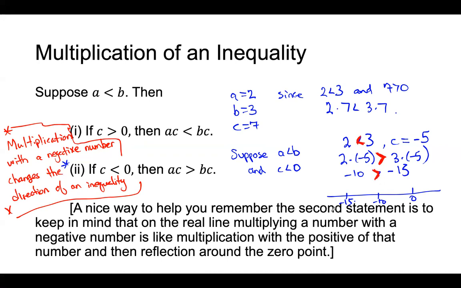So a nice way to remember the second statement is to keep in mind that on any real line, multiplying a number with a negative number is like multiplication with a positive of that number, and then a reflection about that axis, or about the 0 point. So here are some examples to see this.